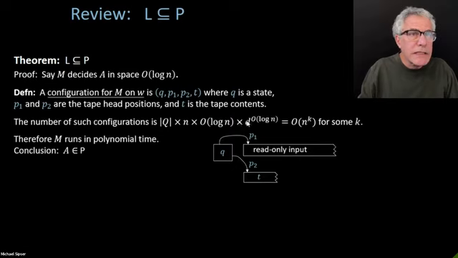Okay, D. What is D here? D would be the size of the tape alphabet. So this is the number of different tape contents we have. Good. All right. So let's continue on.